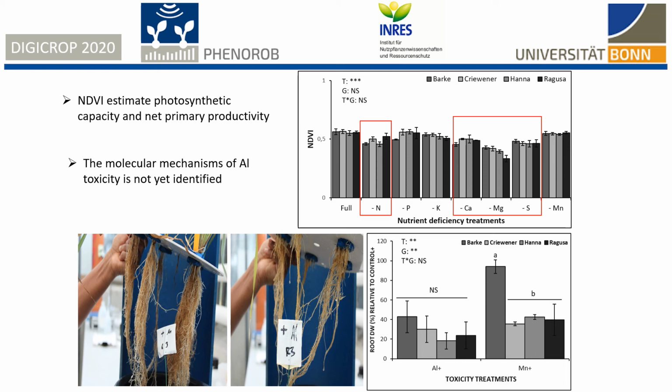Since the shoot biomass is reduced in these deficiency treatments, it is not a surprise if the NDVI is reduced as well. The lower figure shows the root dry weight for aluminum and manganese toxicity treatments. As you see, the root biomass is reduced in both. The molecular mechanisms of aluminum toxicity are not yet identified. Looking at genotypic differences, Barca accumulated higher root dry weight compared to the others in response to manganese toxicity.